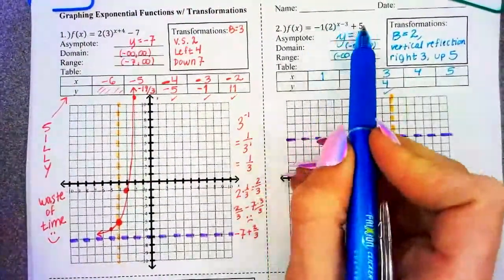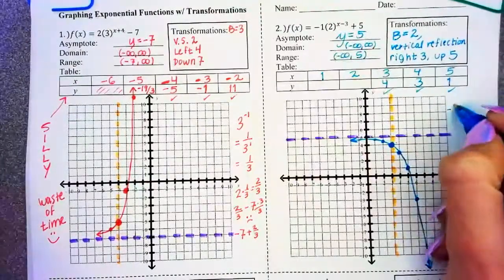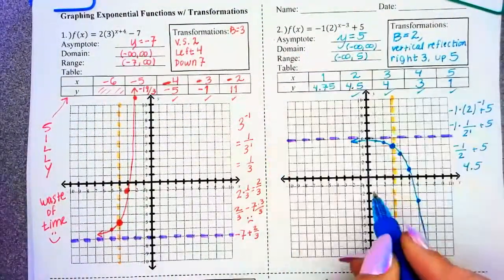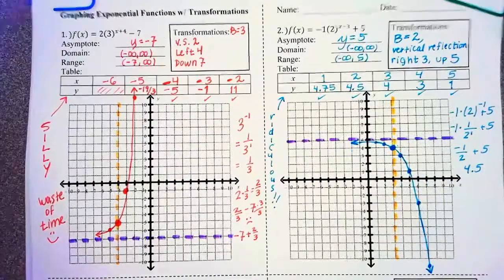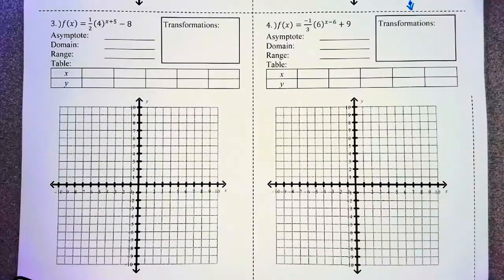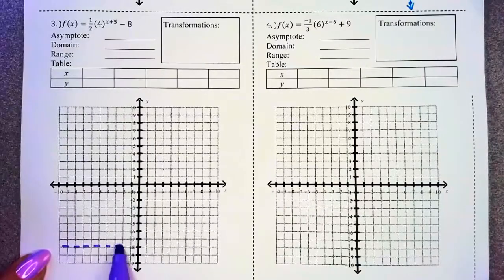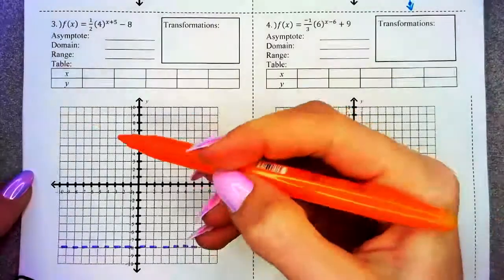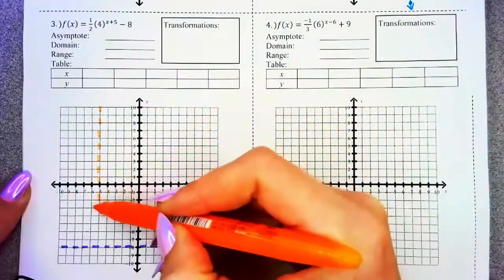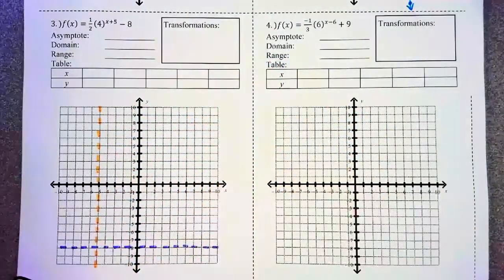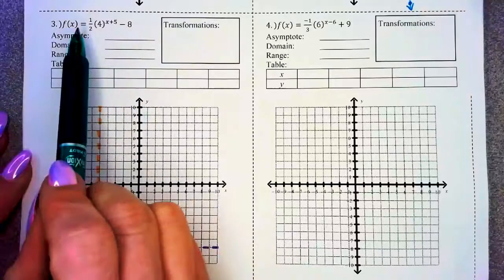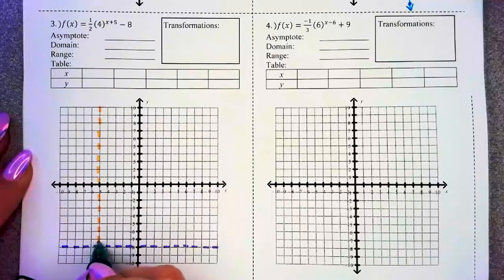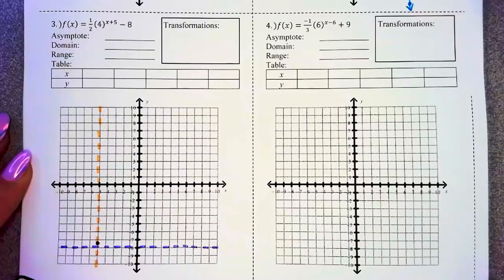I can continue with this. I could create my table of values, and as you can see, everything will check out and I'll get the same values that my graph already showed me I had. For this next example, the -8 at the end of the equation tells us we're moving down 8 units. Our exponent of x plus 5 tells us we're moving 5 units to the left. The 1/2 is our initial value. I'm going to move up 0.5 units from my horizontal asymptote along my dashed vertical line.